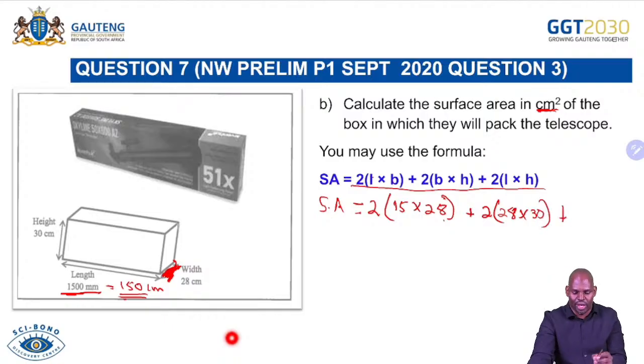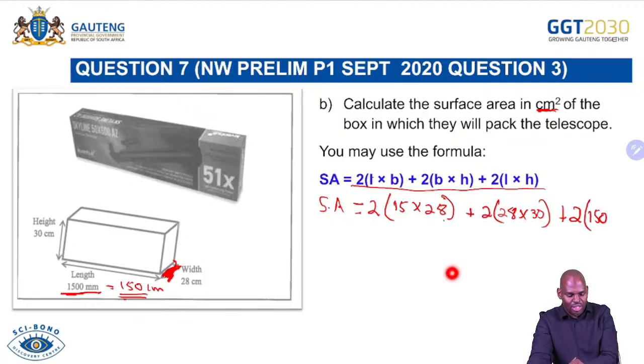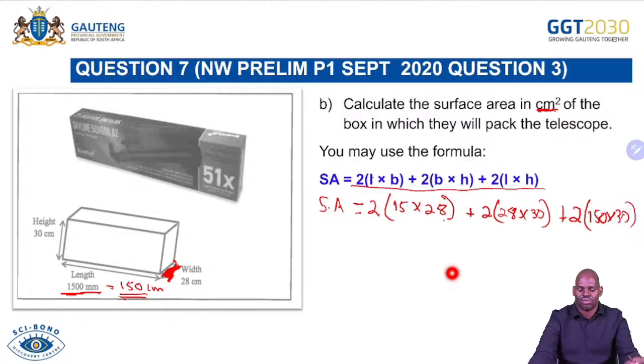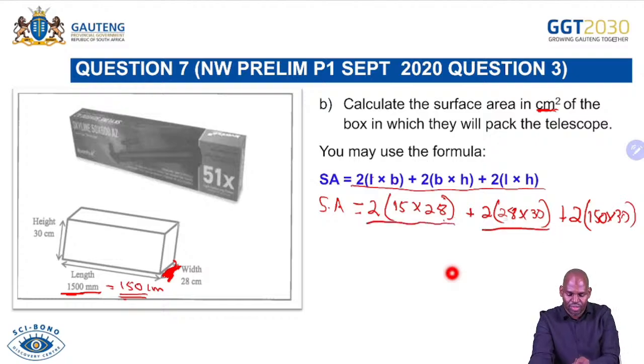Then the next one is 2 open bracket, the length is 150 multiplied by the height, which is 30. Good, and this is the substitution. From this substitution, let us simplify. Remember, you can work out part by part. So if you say 15 multiplied by 28, the answer is 420. So this will give us 420, and then we multiply by 2. 840.